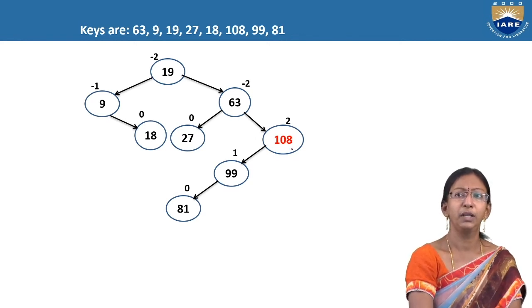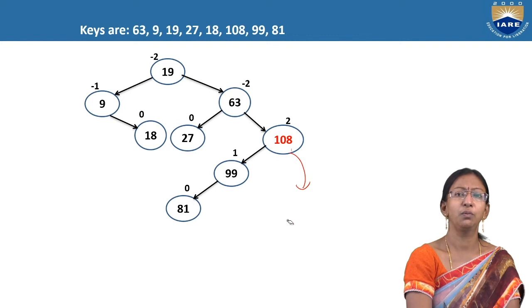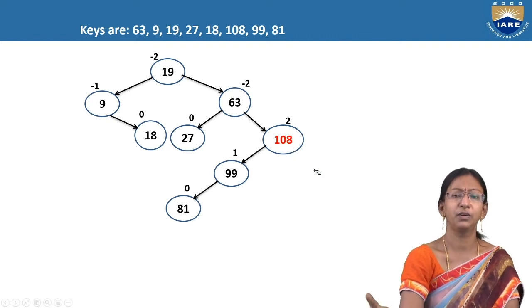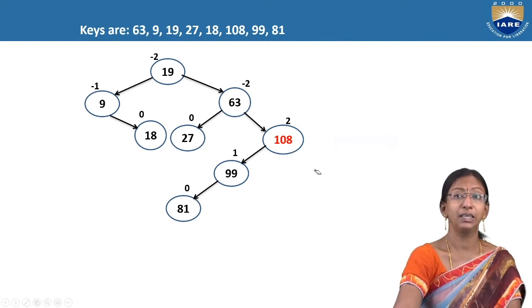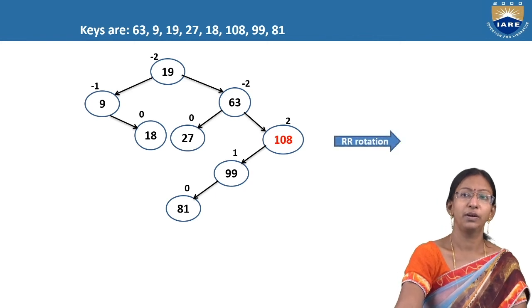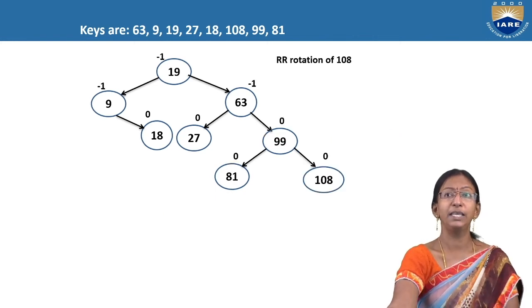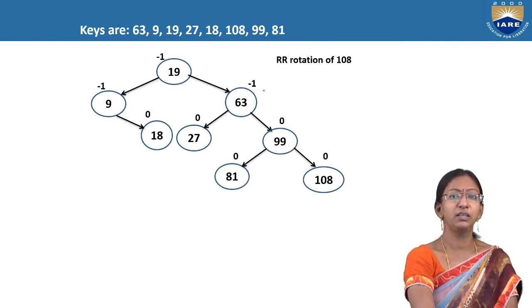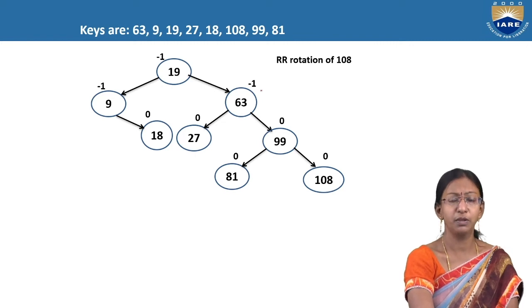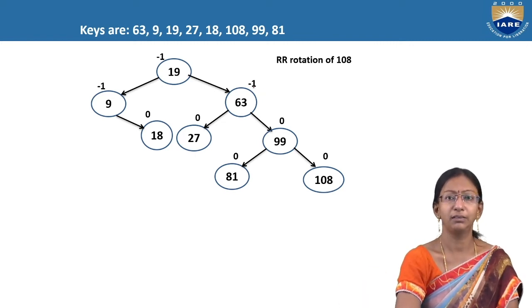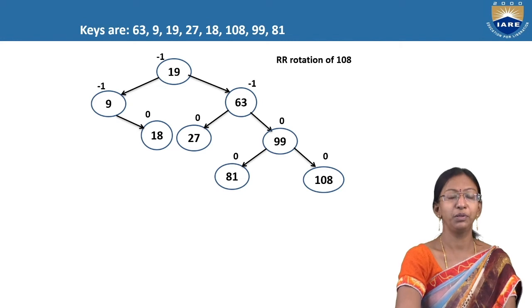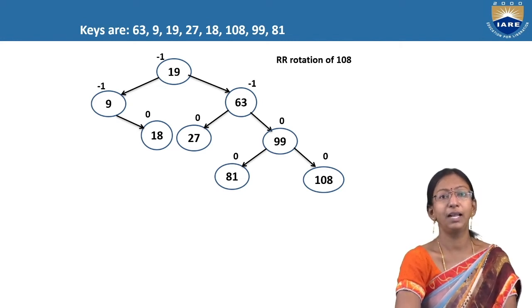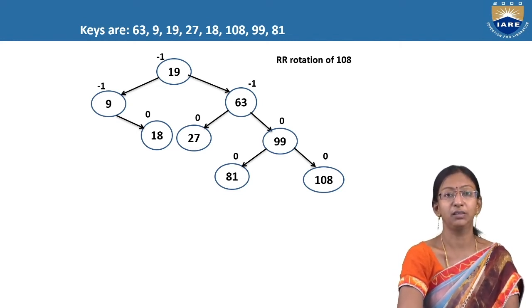So pull it down towards the right. One single rotation is enough, right? So go for a right rotation. When you rotate it, this is the result. Again calculate the balance factors. 63 and 19, which lost their balance previously, now gain their balance. Now the total family tree is balanced, and this is how we are going to insert.